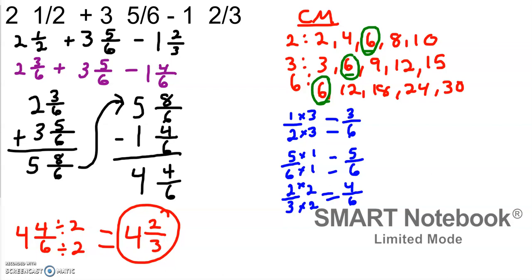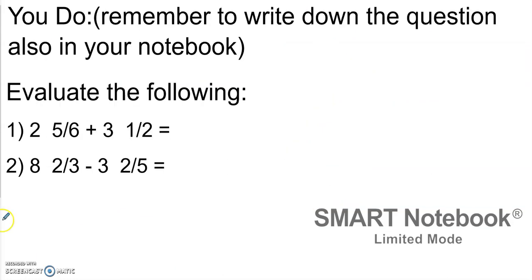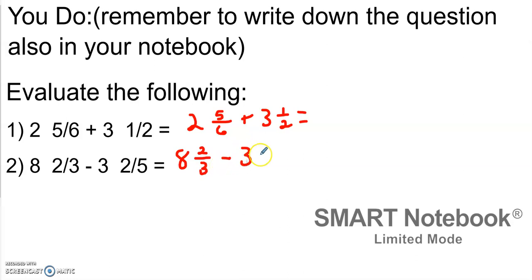Now that we've done some on our own, I want you to try doing on yours. So here we have 2 different ones. Okay, you have 2 and 5/6 plus the 3 and 1/2. You got to find what that equals. And then this one you have 8 and 2/3 minus the 3 and 2/5. I want you to show all of your work and how you would do this.